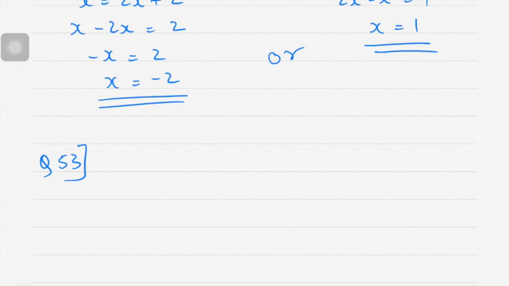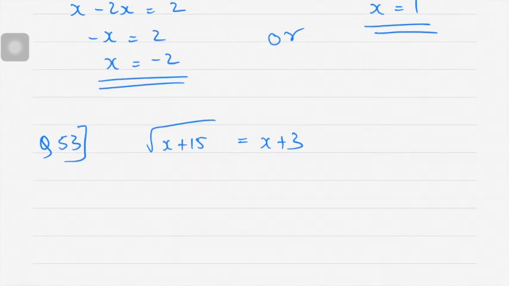Let's solve the next question. Question number 53. Factorize the following and find the value of x. So x plus 15. Okay. So I have written the question. Square root of x plus 15 is equal to x plus 3.